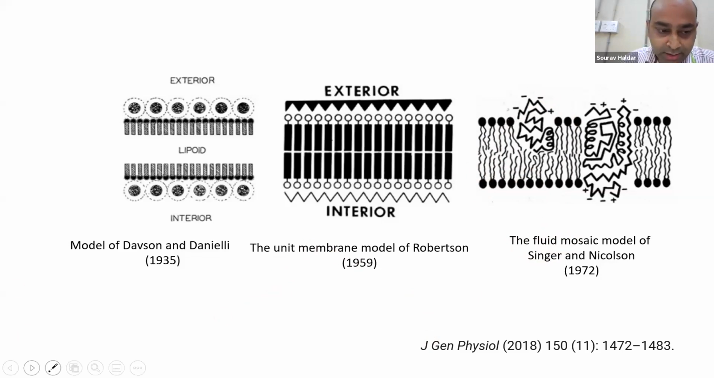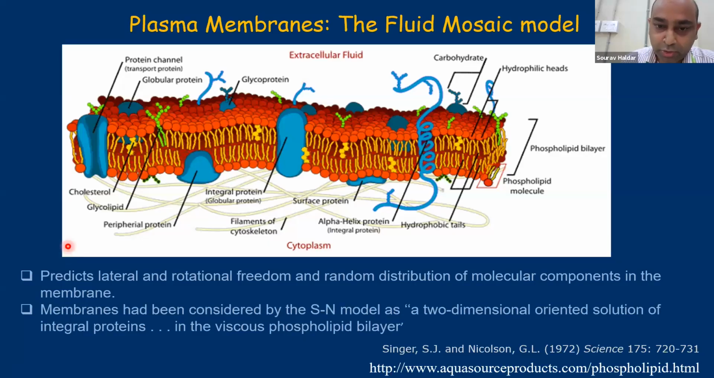All right. So now let's have a more detailed idea about the mosaic model, and this is more or less the accepted model of all the membranes, particularly the plasma membrane. Even the double membranes that we come across, for example, in some bacteria and in the nucleus and mitochondria, the individual membranes are still oriented in a bilayer fashion, like the one shown in the fluid mosaic model.